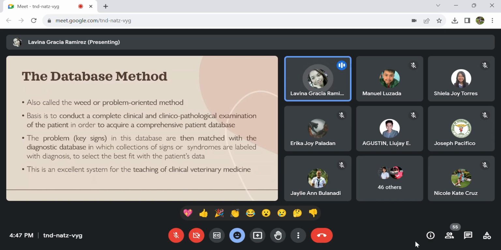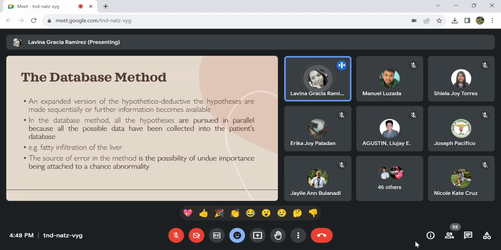Then the database method is a complete one, in which you can assess now the cause of the possible condition. It says here, this is an excellent system for the teaching of clinical veterinary medicine, in which you seek signs or syndromes labeled with diagnosis and select the best fit with the patient's data. So recording again is very important here.